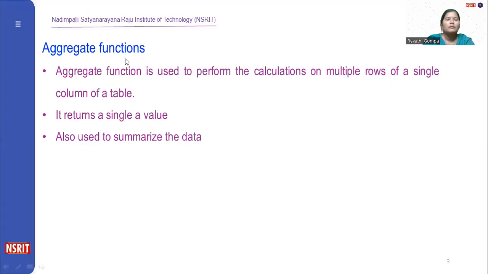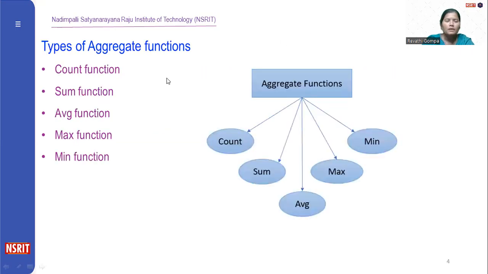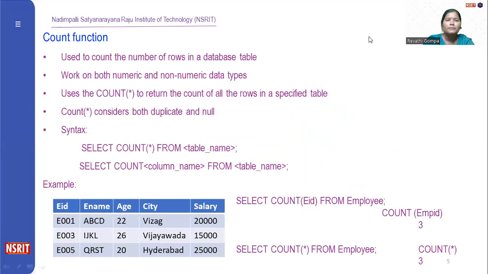Aggregate functions. An aggregate function is used to perform calculations on multiple rows of a single column of a table, and it returns a single value. It is also used to summarize the data. The types of aggregate functions are mainly count, sum, average, max, and min. These are the aggregate functions.